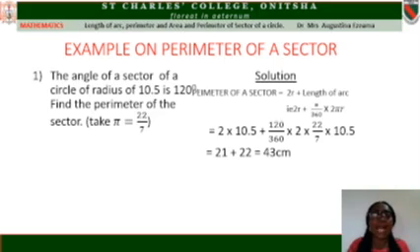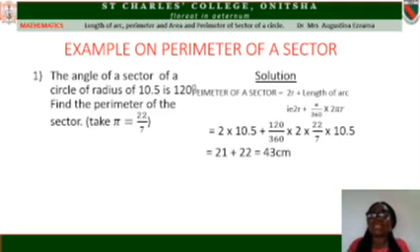Find the perimeter of the sector. Take pi equals 22 over 7. Now the solution: the perimeter of a sector. You quote the formula I gave you before: 2 times radius plus length of an arc.